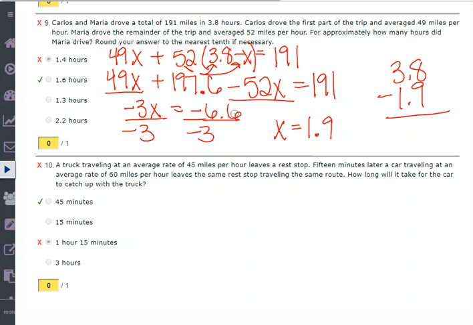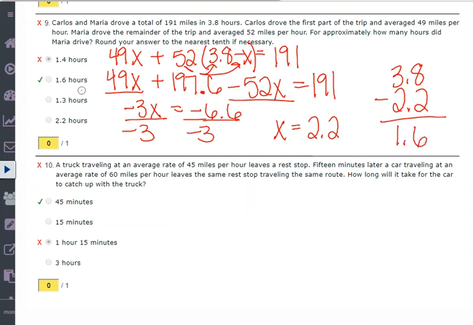Now when you take negative 6.6, we're going to change all of this and this. So negative 6.6 divided by negative 3 is 2.2. There we go. Now we take 3.8 minus 2.2, and we get 1.6. Freaked out for a second, that didn't work out. So again, Maria drove the difference of the 3.8 and the number of hours Carlos drove, which we found to be 2.2.